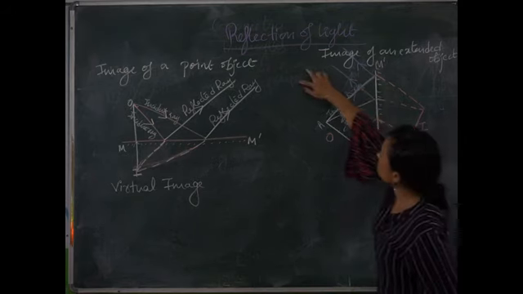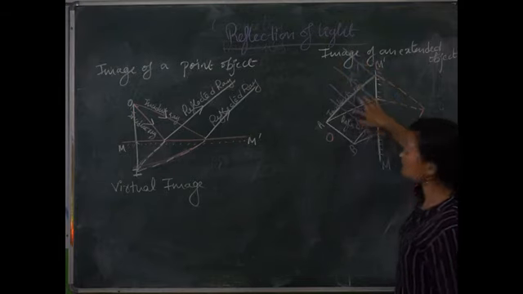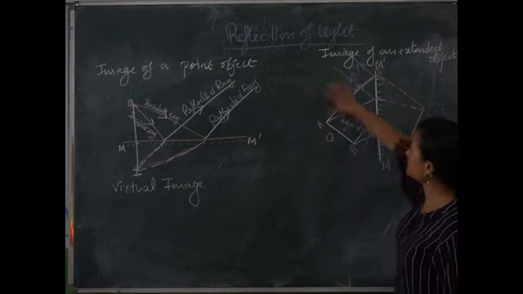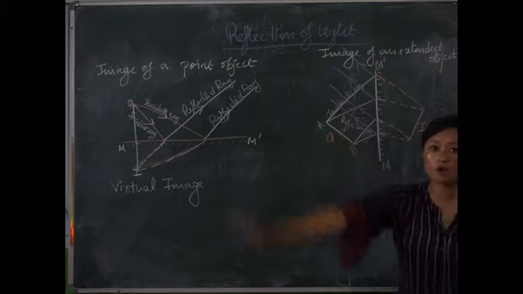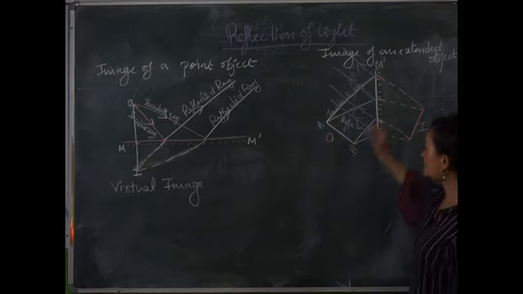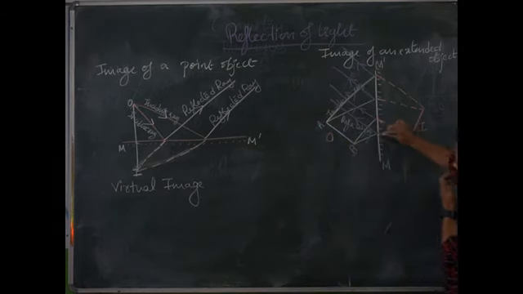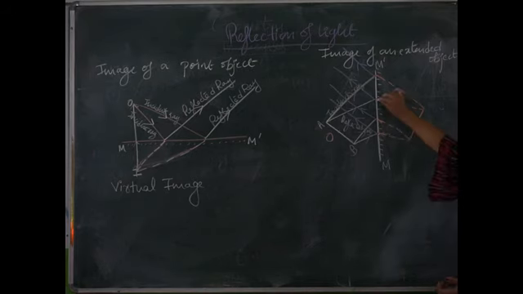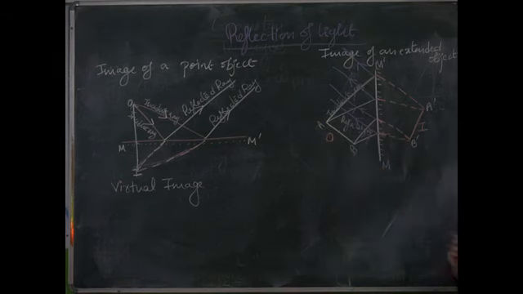The reflected rays do not meet. Neither of these reflected rays is meeting anywhere. You extend them no matter how long, they will not meet. So when you extend them backwards, they will meet at a point. At the points where they meet, an image is formed. Let the image be A dash, B dash. An image is formed which is exactly the same as the object.